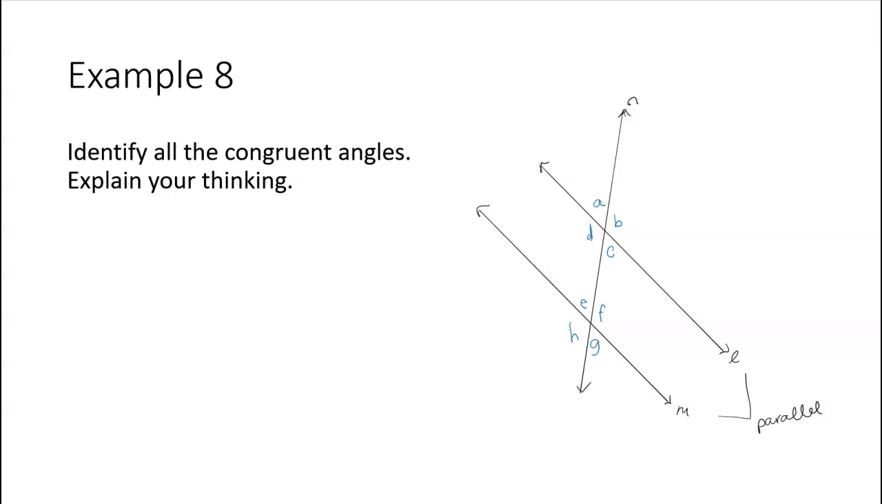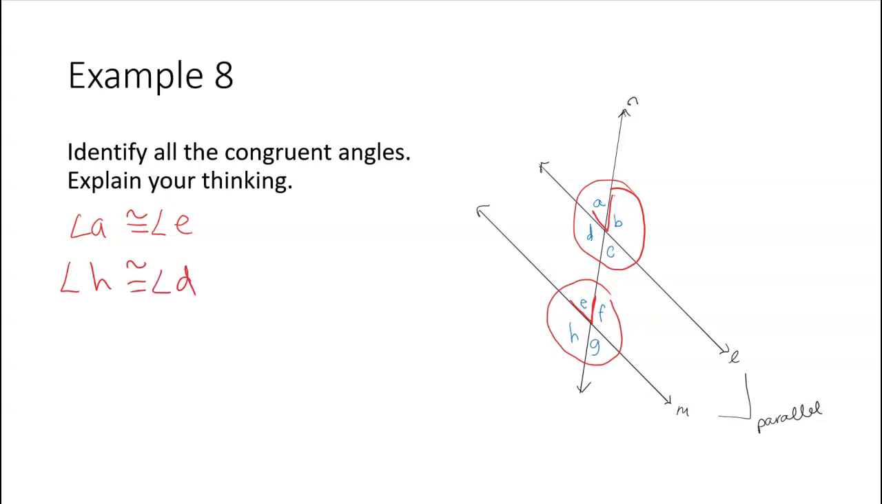So let's look at this example. Identify all the congruent angles. Remember, equal angles. So these are parallel. M and L are parallel. So if we were to look at our corresponding angles, they would be equal. So angle A, and this is the symbol for congruent, it's got a little extra squiggle on top. Angle A is congruent to angle E because they correspond. They're both in the same corner. And then angle H is congruent to angle D. Angle G is congruent to angle C. And angle B is congruent, and I'm sorry that I've mixed up the order here, B is congruent to angle F.